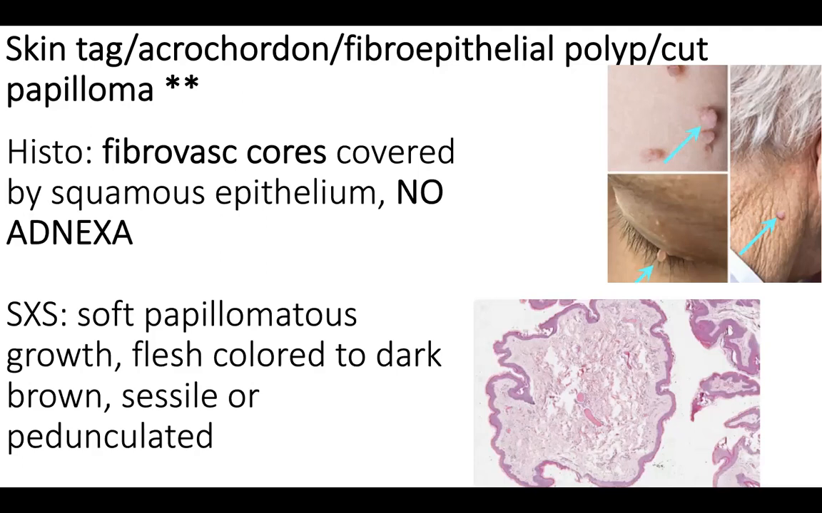They're these soft, pedunculated growths that are flesh-colored to dark. A lot of it is due to friction, and you'll find them in areas that rub together, like neck folds or groin.